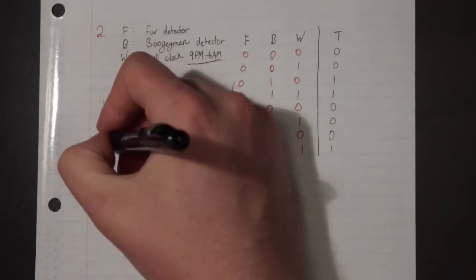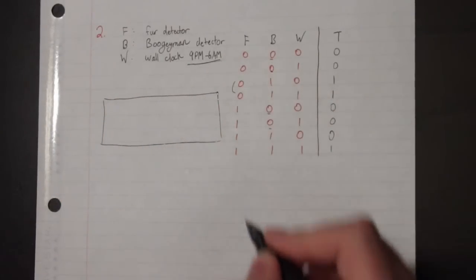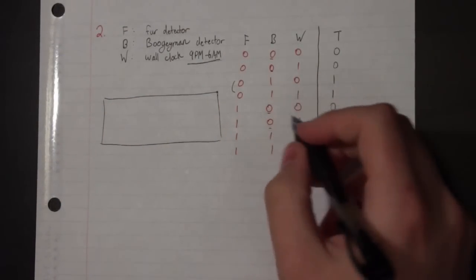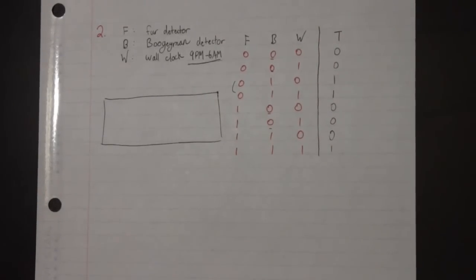Now if you go ahead and you click on the link that's going to show up right here, you can see my video on combinational logic and then finish up this problem using this truth table. And that should be enough to get you started.